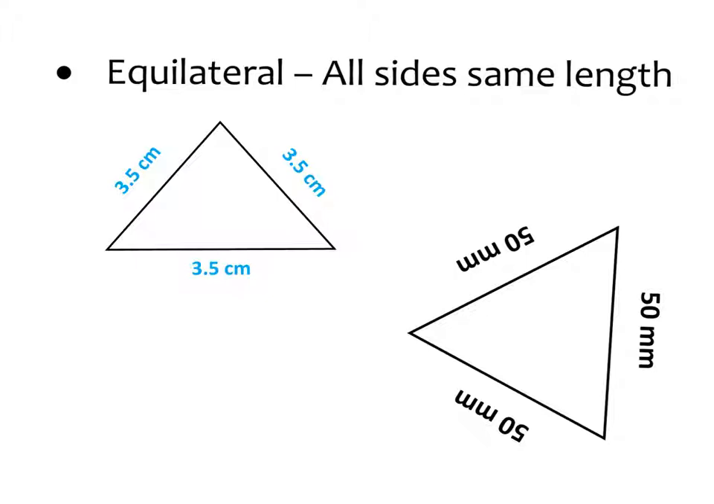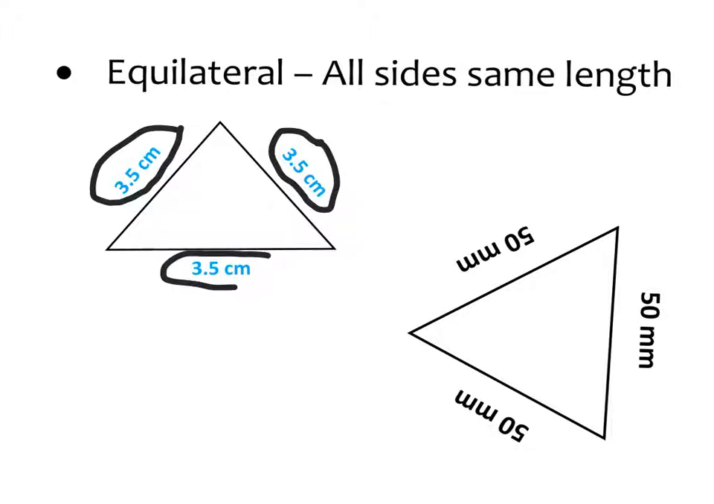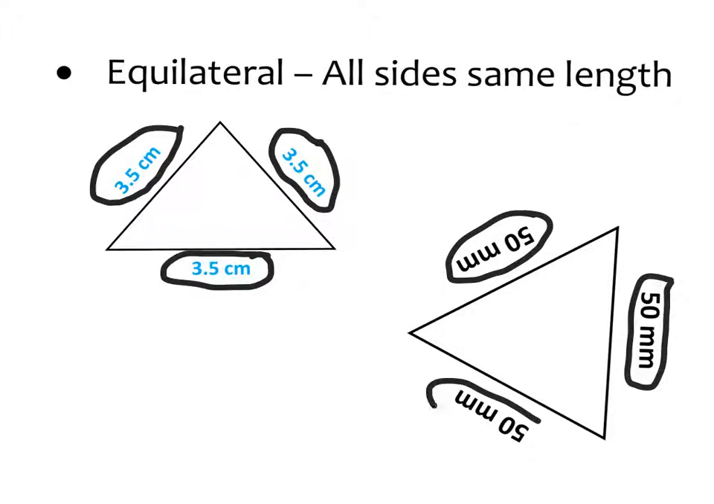And finally, there's a third name we can give to a triangle based upon its side lengths, and that name is equilateral. If I have a triangle where all three sides are the same length, then I have an equilateral triangle. You can see in these two examples, all three side lengths are the same length. If I have all three side lengths the same length, I have an equilateral triangle.